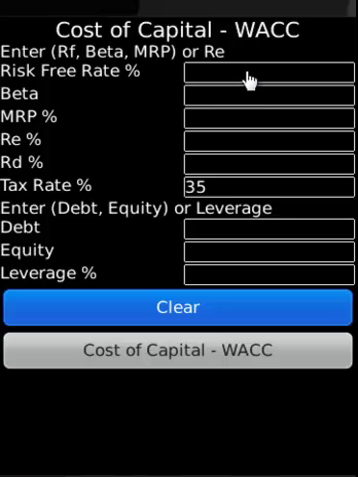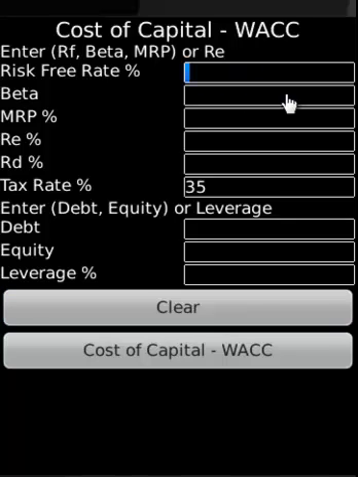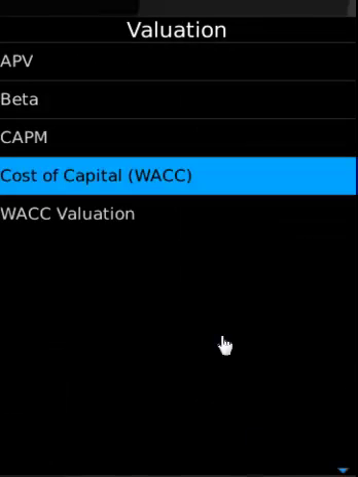What we can also do is enter the risk-free rate, beta 0.8, MRP is 7.2, and we can enter RD, which is 6 in this case. We can enter either the debt and equity or leverage. So we enter the debt and equity. Okay, so this is the cost of capital.